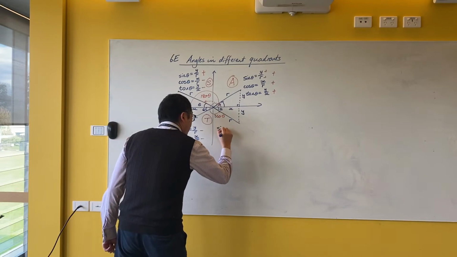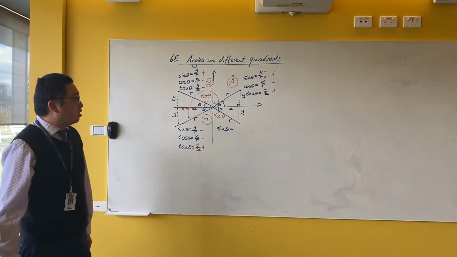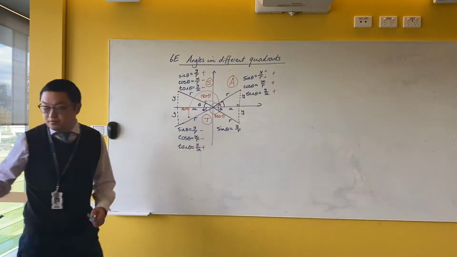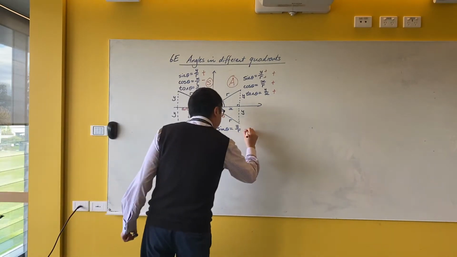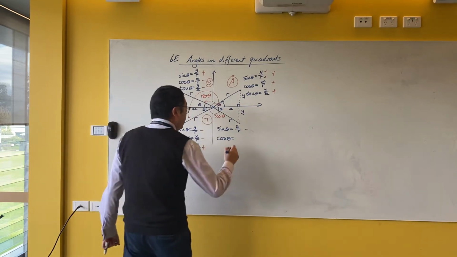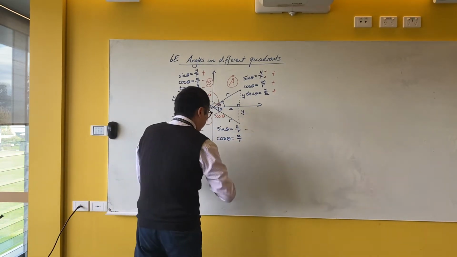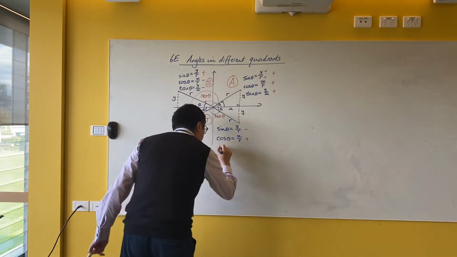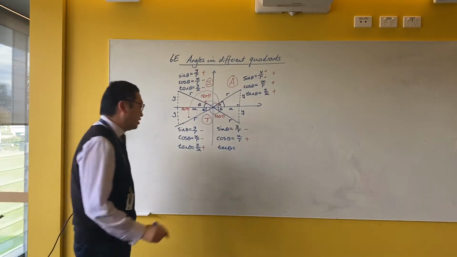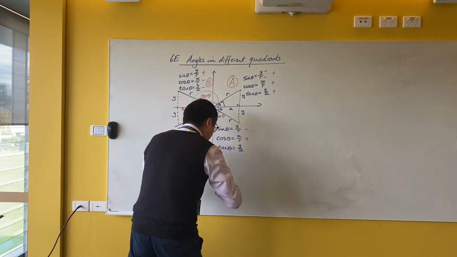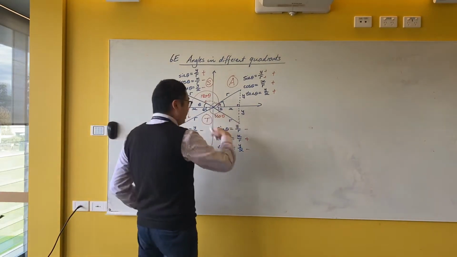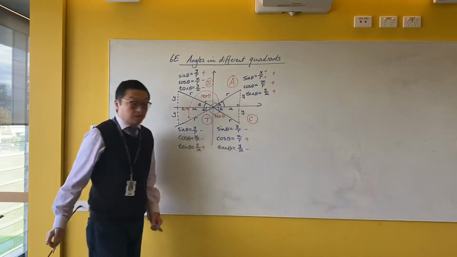Right, so here we go. Sine theta is opposite over hypotenuse, y over r. Y over r is negative. Cos theta is positive, x over r. Positive. Fantastic. Tan theta is y over x. Negative. Conclusion? What's the C? In this quadrant, only cosine is positive.